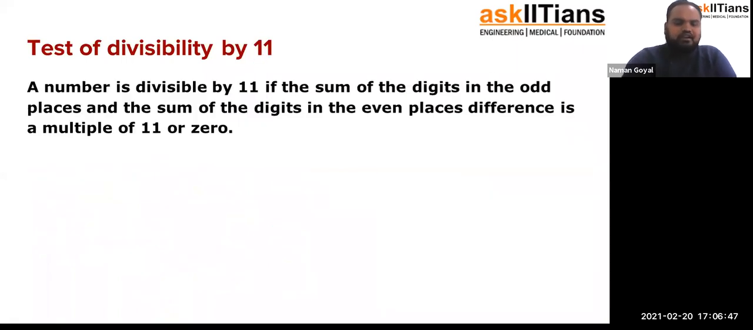Now next is the divisibility test by 11. A number is divisible by 11 if the difference between the sum of the digits in the odd places and the sum of the digits in the even places is a multiple of 11 or 0.